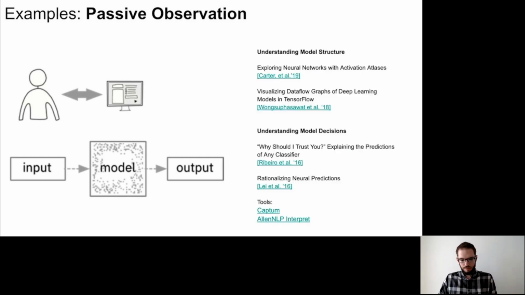To give you some more examples, shown here on the right, I don't want to go into any of the details here, but we have this differentiation between understanding the model structure again and the model decisions. One particularly famous and popular case is that of understanding model decisions via passive observation. Because often what you have in this category are feature attribution methods. For example, tools that identify inputs that are particularly important for one prediction via methods such as LIME or representation erasure.